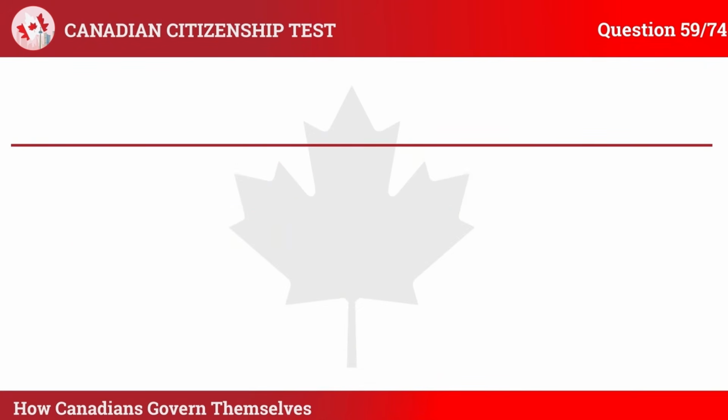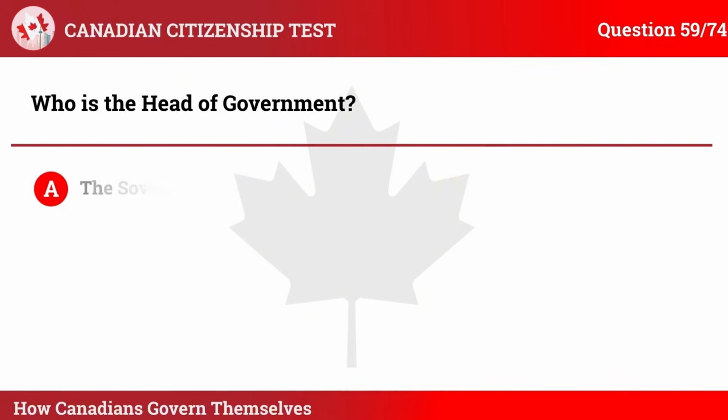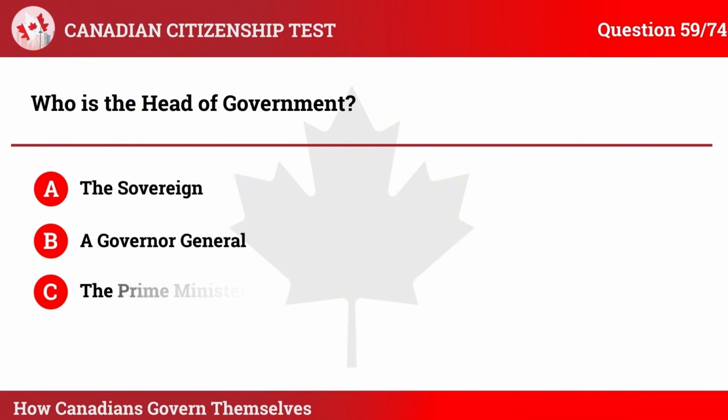Question 59. Who is the head of government? A. The sovereign. B. The Governor-General. C. The Prime Minister. D. The Lieutenant Governor.